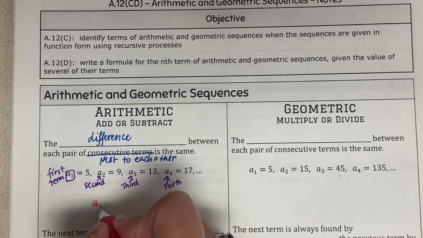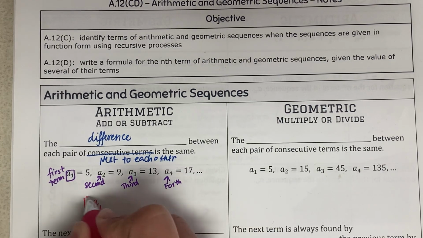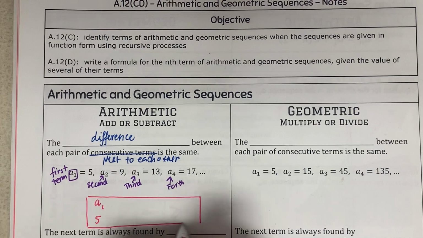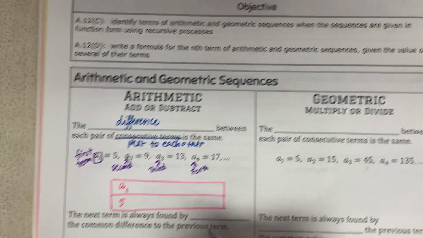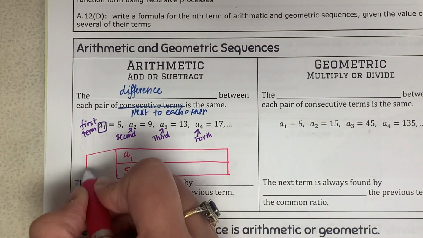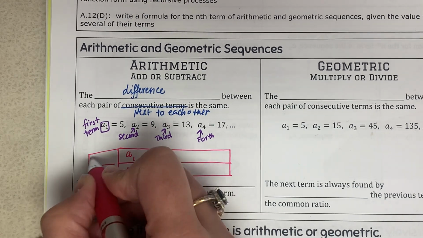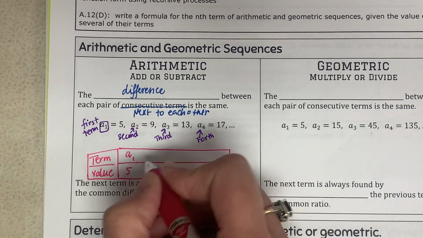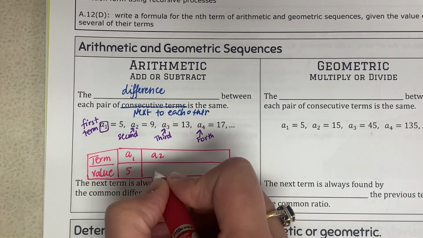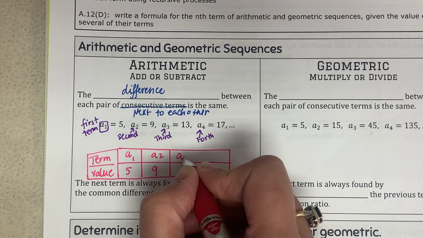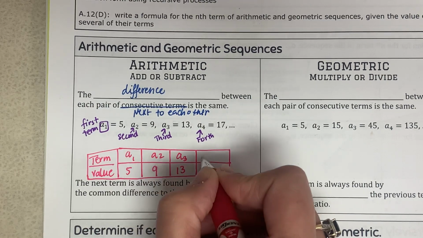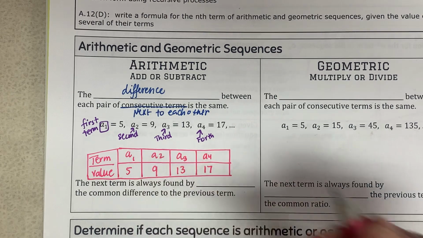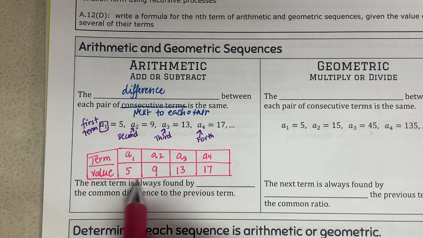So first term, A1, it's 5. So this is the term and this is its value. A1 is 5, A2 is 9, A3 is 13, and A4 is 17. And this way I can actually figure out what my next terms are as well just by looking at the pattern. That is what the sequence is.